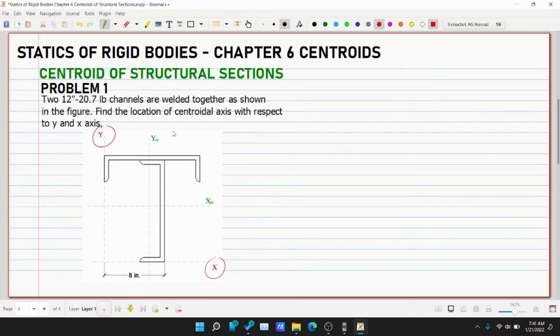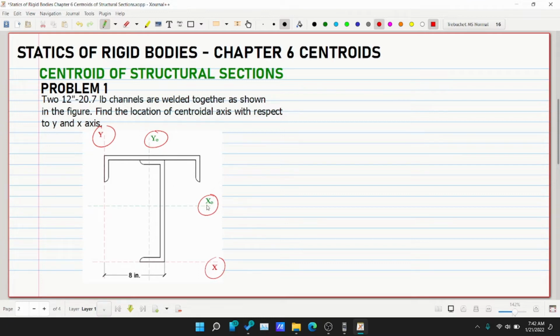So the centroidal axis is different. Our centroidal axis is y sub o and x sub o. Our y and x axis can be located anywhere, okay? So in this problem, I located the y and x axis at the base and at the left side of our section, or built-up section. It is called a built-up section because it is a combination of sections, okay?